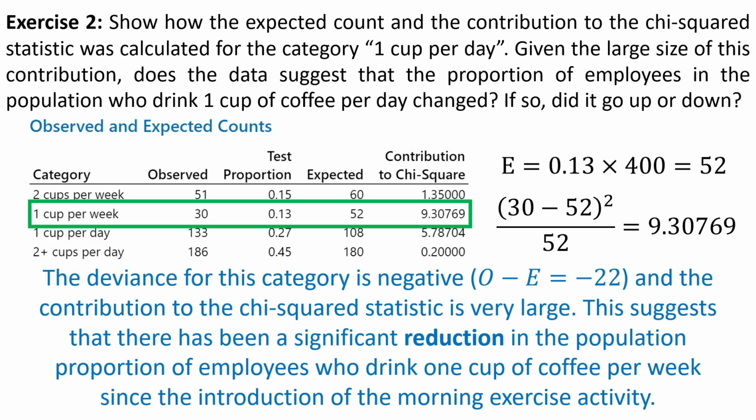It's quite a bit less. It's 22 people less, given a sample size of 400. So this also gives rise to a contribution to the chi-squared statistic that is very large. And so what does this suggest? It suggests that there has been a significant reduction in the population proportion of employees who drink 1 cup of coffee per week since the introduction of the morning exercise activity. So this is just an illustration of the kind of additional inferences you can make by looking at the analysis, looking at the resulting chi-squared contributions.